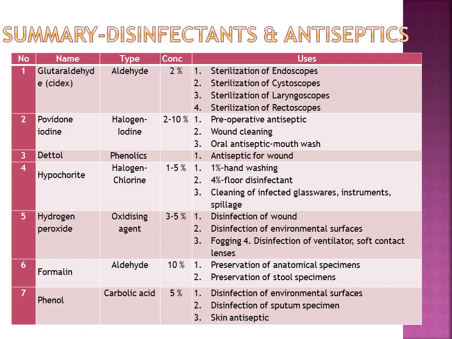Hydrogen peroxide, oxidizing agent 3 to 5%, disinfection of the wound and environmental surfaces, mainly used for fogging. Formalin, aldehyde group 10%, preservation of anatomical and histopathology specimens. Phenol, carbolic acid 5%, disinfection of environmental surfaces, floor, walls, disinfection of the sputum, skin antiseptic.